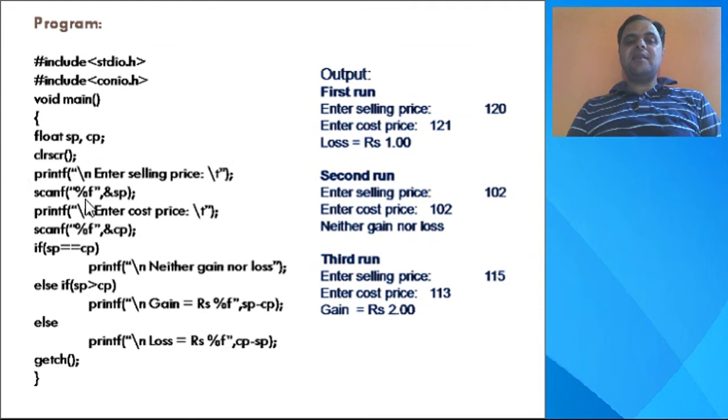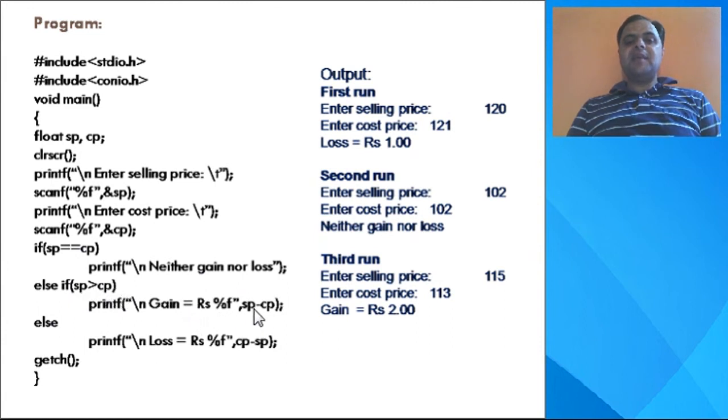You have to enter the selling price here. Scanf selling price SP. Enter the cost price, so CP means cost price. If selling price is equal to cost price, if both are equal, it means neither gain nor loss. Else if selling price is greater than cost price, then gain.